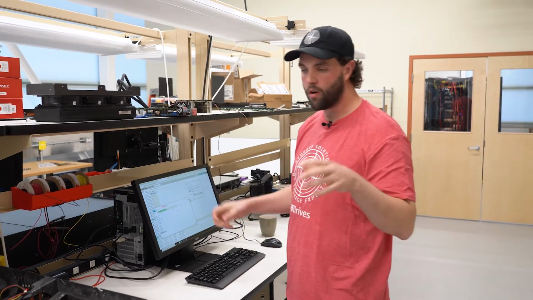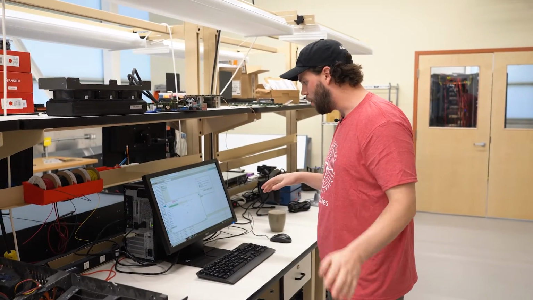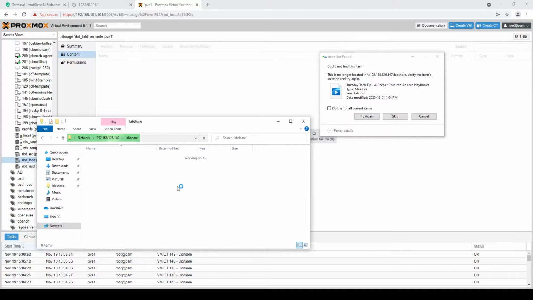All right, so our three node lab production cluster is down. Samba can't find the share anymore. Our transfer died. Proxmox is mad at me because it can't find its RBD blocks.